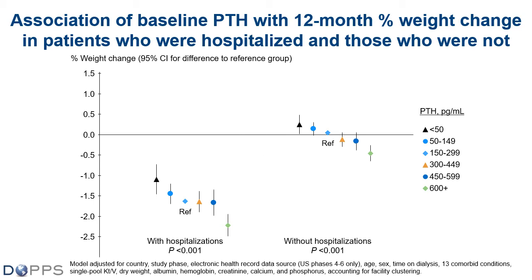Next, because hospitalization may lead to marked weight loss, we separately examined the association between PTH and weight loss over 12 months among patients who were and were not hospitalized during this period. As expected, the mean percent weight loss was larger in patients who were hospitalized during 12 months. However, PTH was associated with percent weight change regardless of whether patients were hospitalized or not.